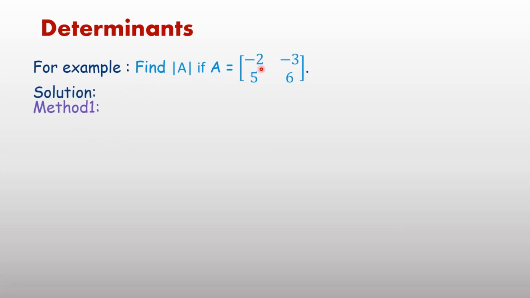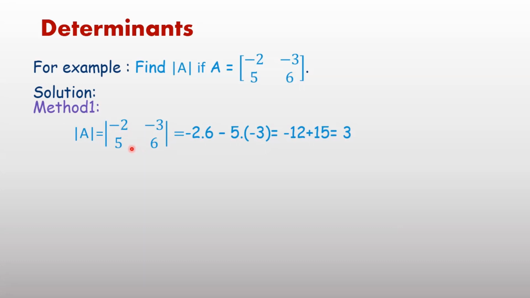A is given here: -2, -3, 5, 6. You have to find the determinant of A. One method is already discussed: just cross multiply. -2 into 6 minus 5 into -3, just calculate, you will get 3.